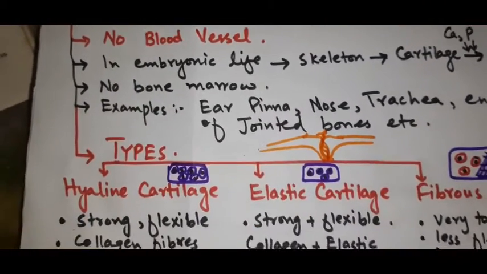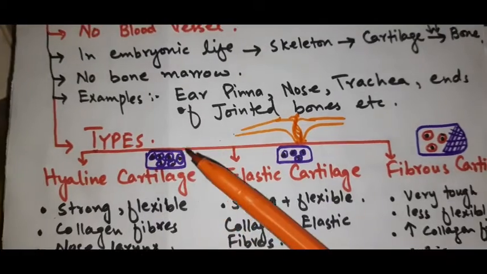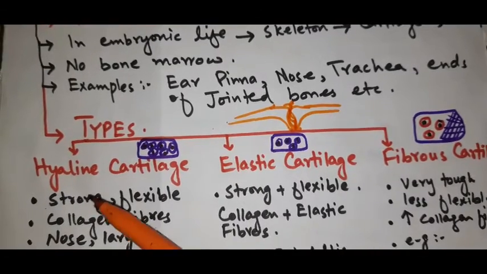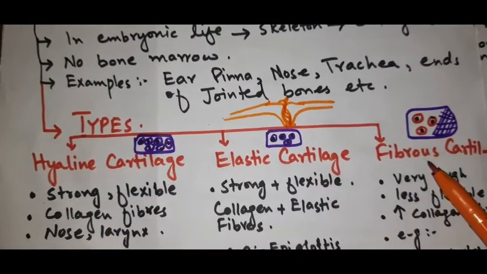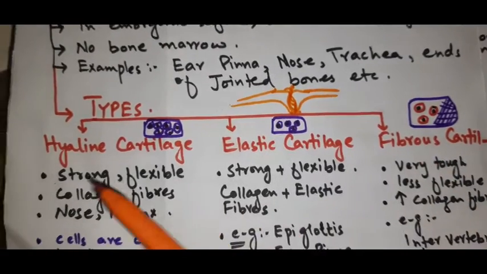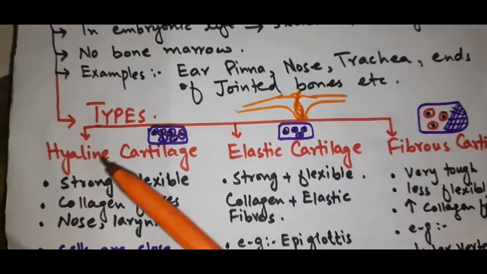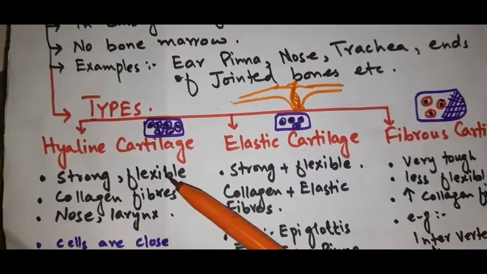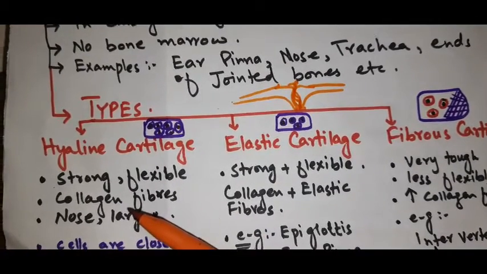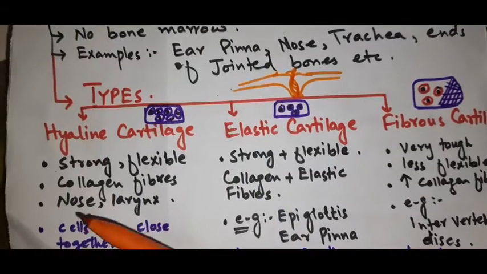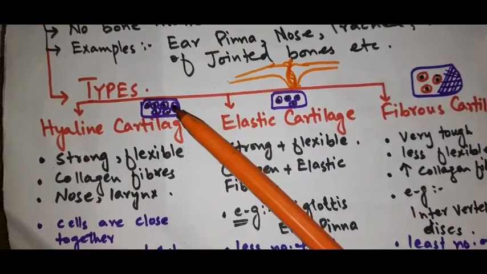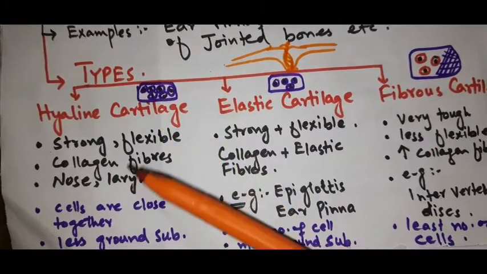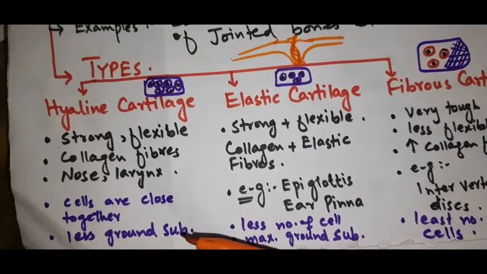Now moving toward the next topic, the types of cartilage. We have classified cartilage into three basic types: hyaline cartilage, elastic cartilage, and fibrous cartilage. The word hyaline means clear, transparent in color. This type of cartilage is strong and flexible. They contain collagen fibers. This type of cartilage is located in the nose and larynx. The chondrocytes present in hyaline cartilage are very close together, and there is less ground substance, right?